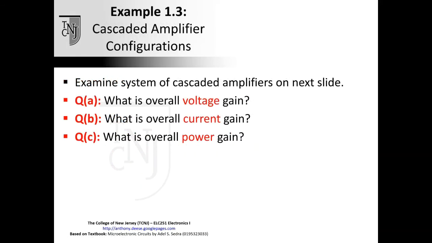Okay. Example 1.3. This is from the textbook. Cascading amplifiers. We're going to take a look at a system in a second. What we want to do is calculate the overall voltage gain, the overall current gain, and the overall power gain. But to tell you the truth, once we calculate the first one, the rest will fall into line because we can just use Ohm's law to solve the second and the third parts.